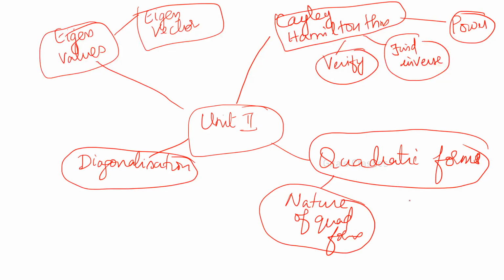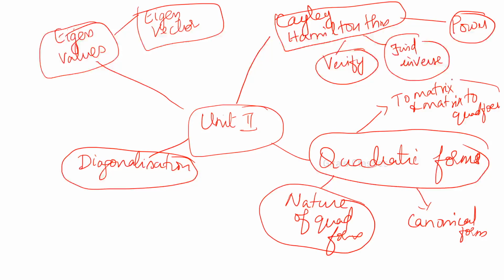Or you can be asked to reduce this to canonical form. Here you should be able to write the quadratic form to matrix and matrix to quadratic form. That also you should know. If a matrix is given, you should be able to write the quadratic form. If a quadratic form is given, then you should be able to write the matrix. That is also the 2 marks. You can expect one question like that.